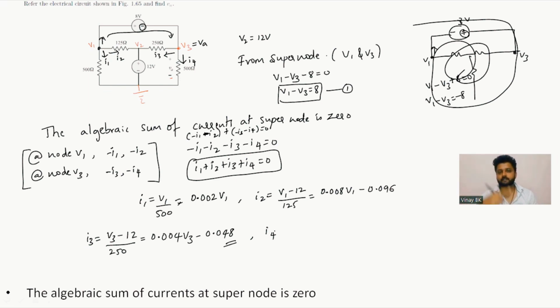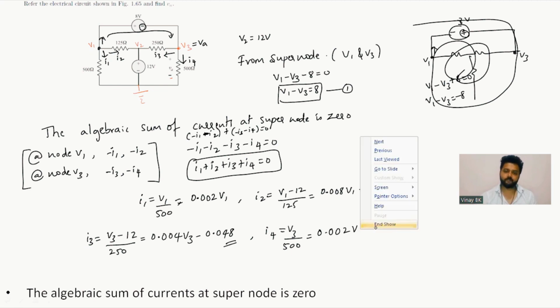Similarly, how will we write I4? V3 minus 0 divided by 500. That is nothing but V3. V3 is nothing but VA, that only we need to find. So V3 divided by 500. 1 divided by 500 is nothing but 0.002, so 0.002 V3. This is I4.